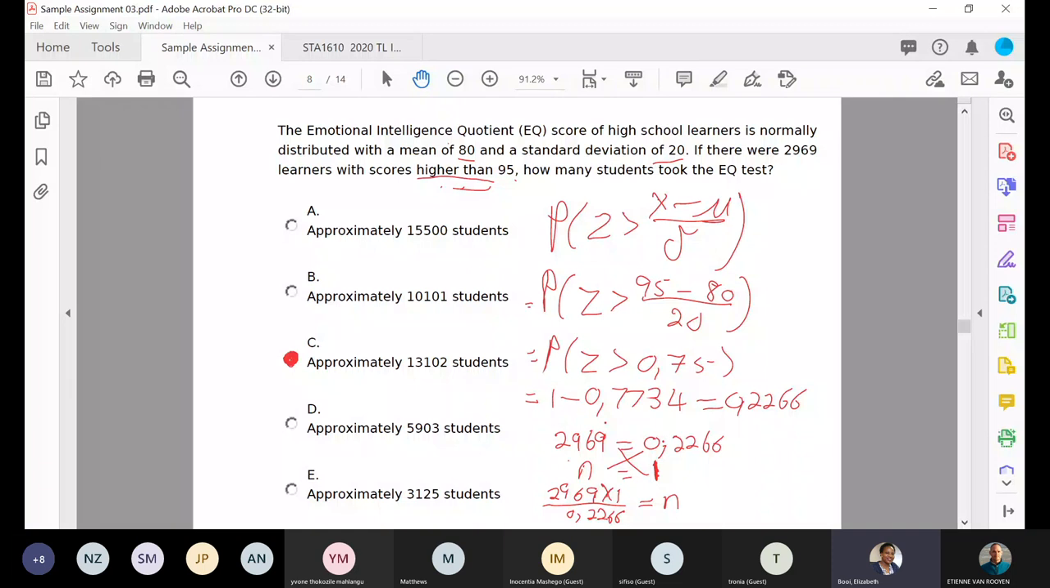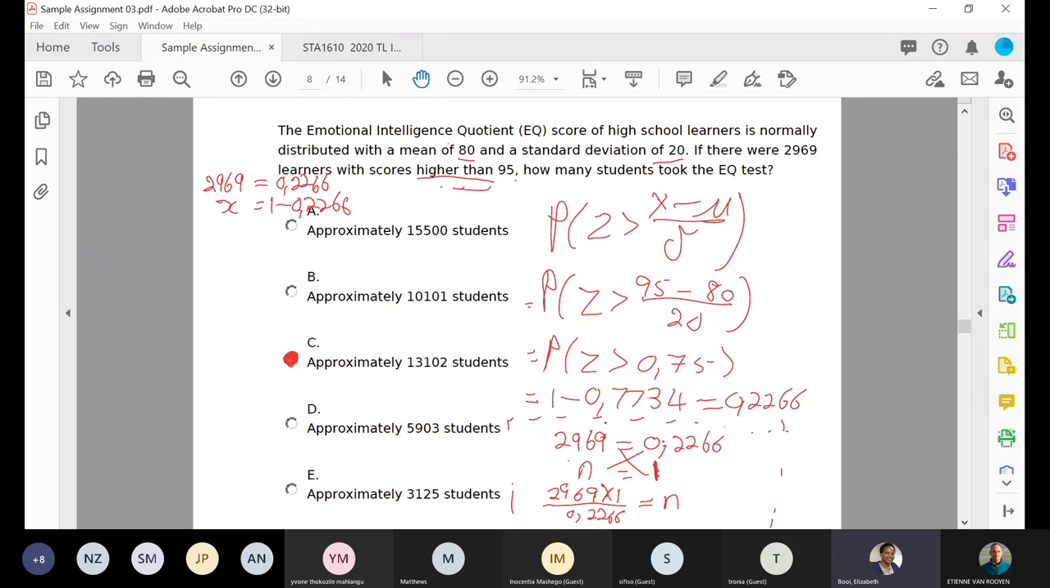The other way of doing it, you could find the other part that did not score 95%. So if you don't do it this way, you have your 2,969, which is equivalent to 0.2266. So 1 minus 0.2266 will give me the others that did not take the test, isn't it? This will give me my X of those who did not take the test.